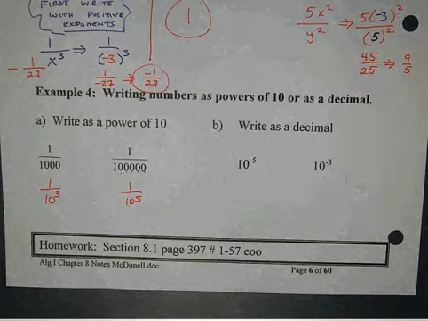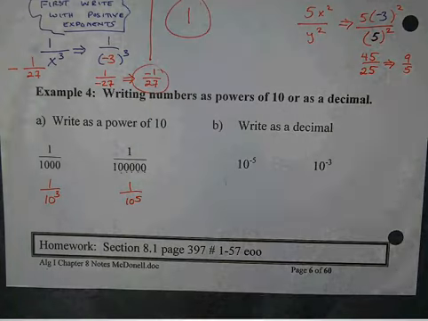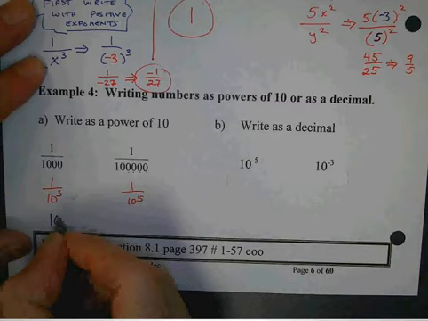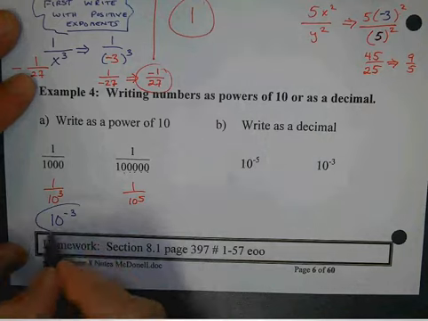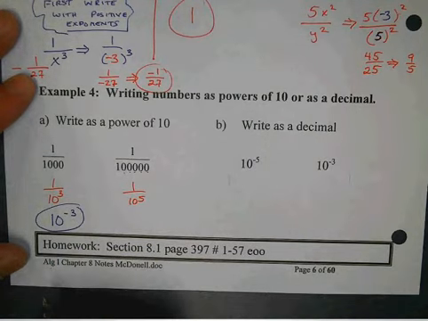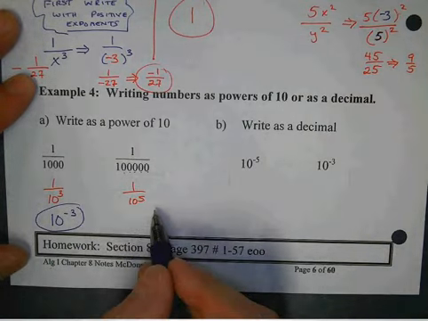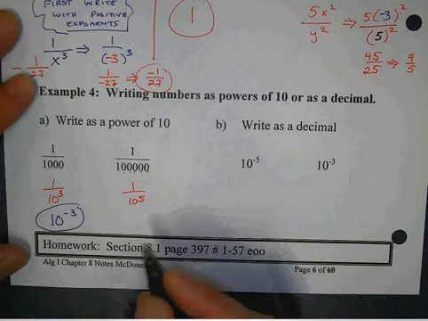Now, what does it say? What are the instructions? Write as a power of 10. This isn't written as a power of 10. This is written as 1 over a power of 10. So, a little bit different than what we've done before. Would you agree that 10 to the negative 3 is the same thing as 1 over 10 cubed? Is this written as a power of 10? Okay. So how do I write 1 over 10 to the 5th as a power of 10? 10 to the negative 5.